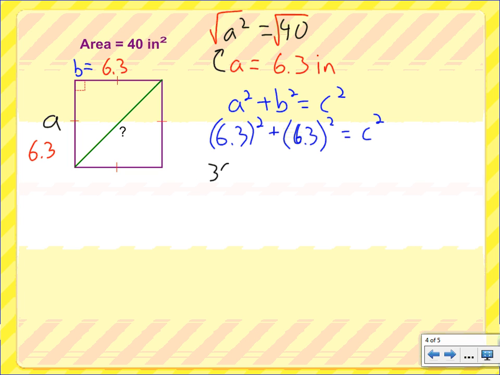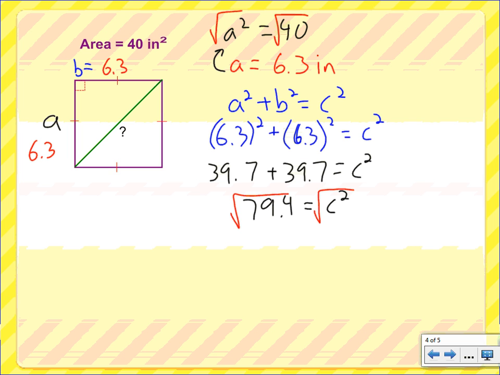And here we get 39.7 to the nearest tenth, plus 39.7 equals C squared. We can add these two things together. 39.7 plus 39.7, we get 79.4 equals C squared. And of course, to solve for C, we square root both sides. 79.4, if we do the square root of that, we should get 8.9 to the nearest tenth. And that should give us C. So this is 8.9. And again, our unit is in inches.